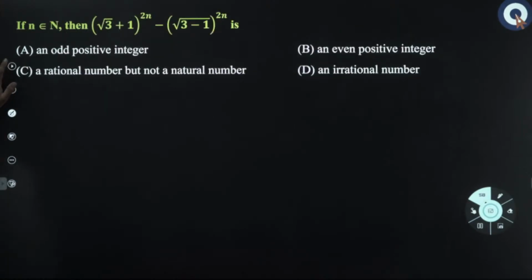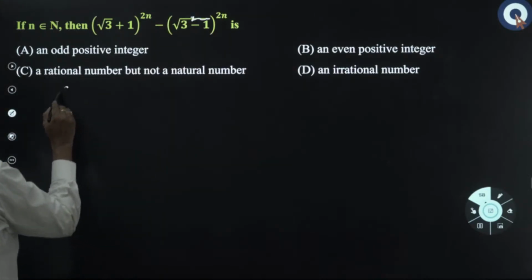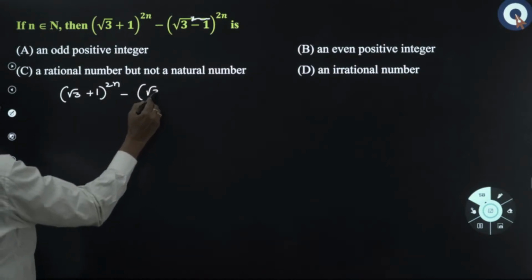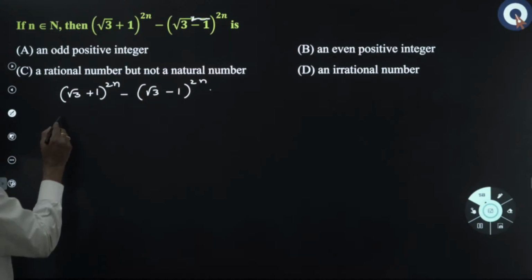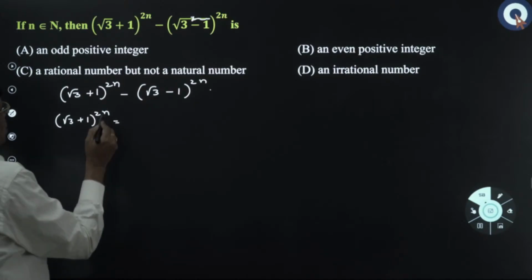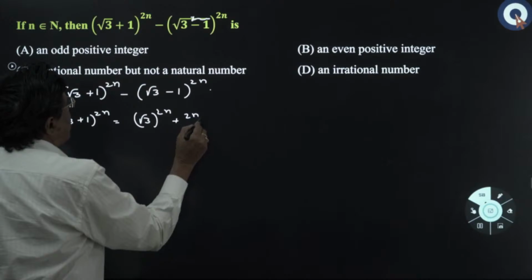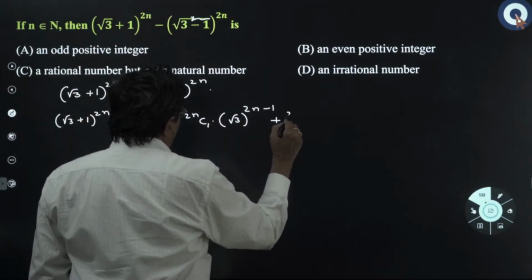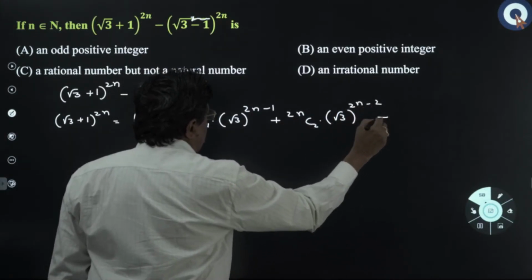All right. Here this root is only up till here. So this is (root 3 plus 1) to the power of 2n minus (root 3 minus 1) to the power of 2n. Expand (root 3 plus 1) to the power of 2n, it is just a simple addition: (root 3) to the power of 2n plus 2nC1 into (root 3) to the power of 2n minus 1 plus 2nC2 into (root 3) to the power of 2n minus 2 and so on.